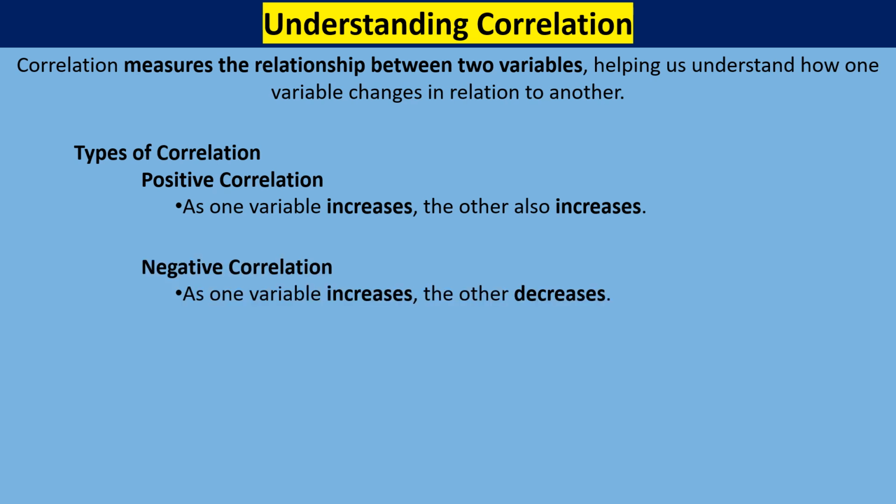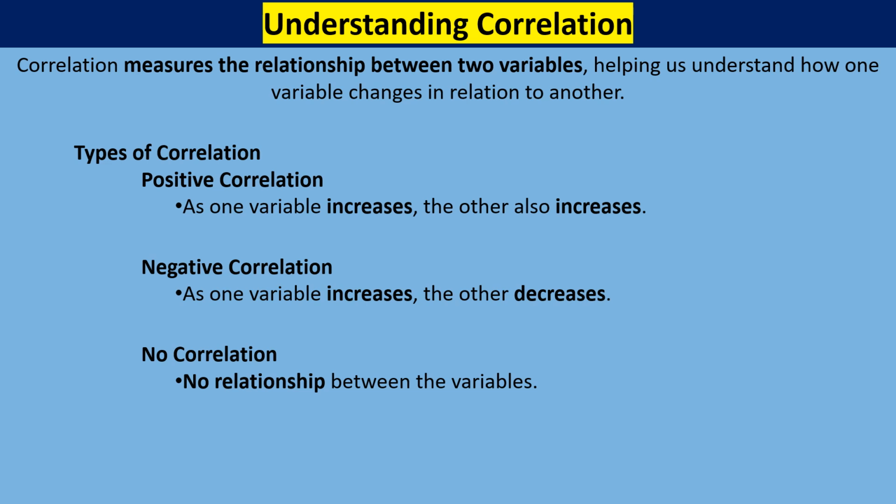Negative correlation: as one variable increases, the other decreases. A strong negative correlation means that as one factor increases, the other decreases. For example, exercise and body fat. More exercise leads to lower body fat. Higher stress means lower productivity.